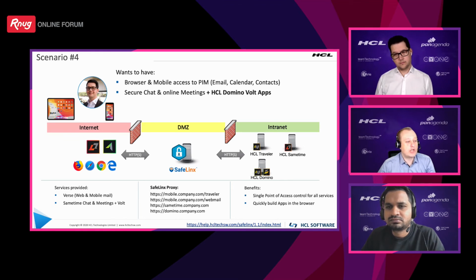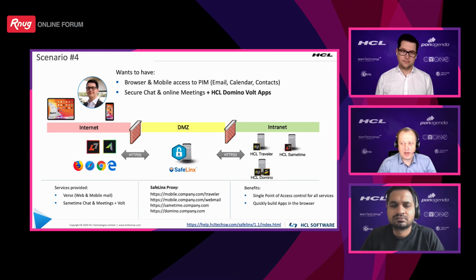So there is no change for you. There is just a small change on the Safelinx server to add an additional proxy rule, and like I said, on the backend, installing Volt on top of Domino. So that should make you happy, finally. That should make me happy, right?